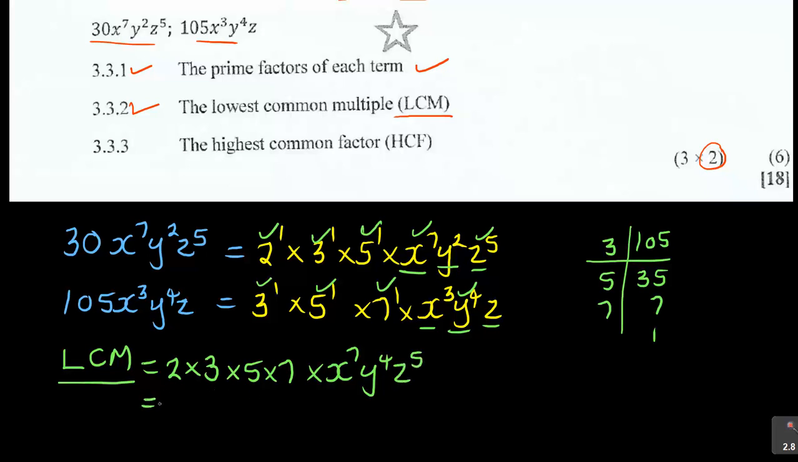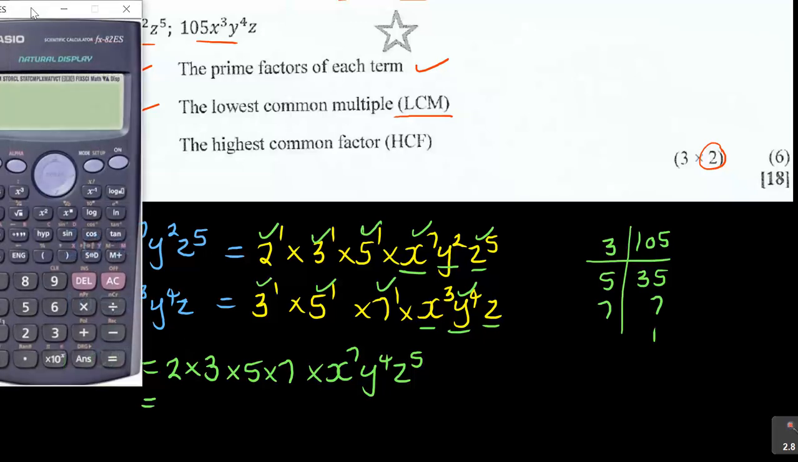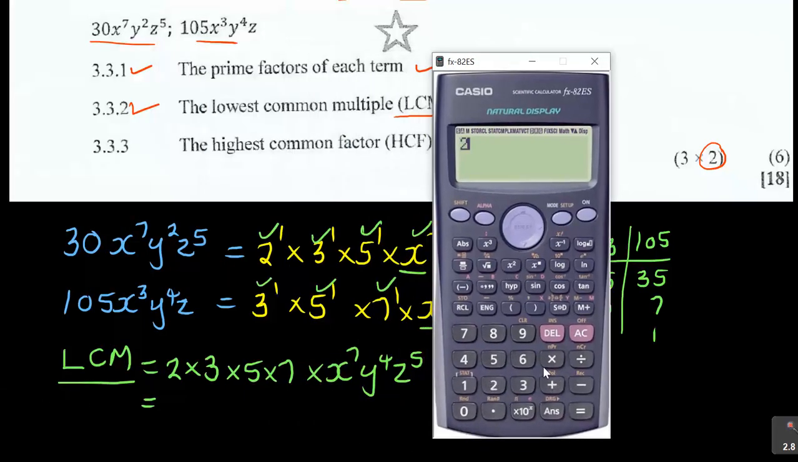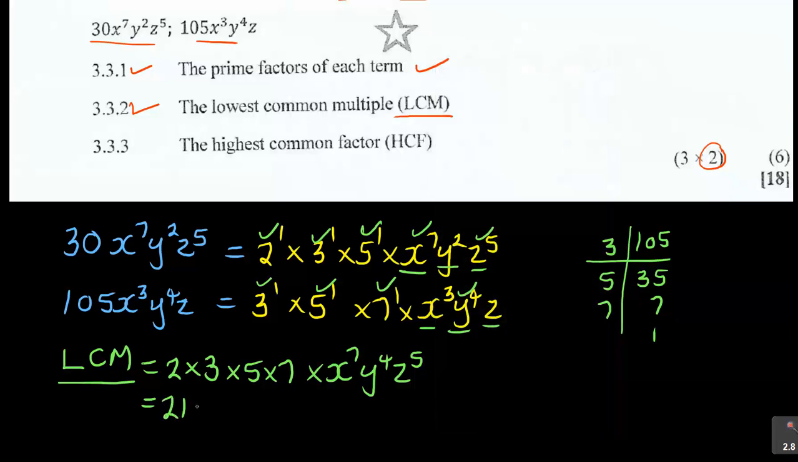Then you simplify that, because you need to simplify the numbers, which is 2 times 3 times 5 times 7, then you get 210. So I've got 210 x to the power of 7, y to the power of 4, z to the power of 5. This is your LCM. Alright. So remember, it's the highest powers after expressing the numbers in prime factors as well as the highest powers in the variables.